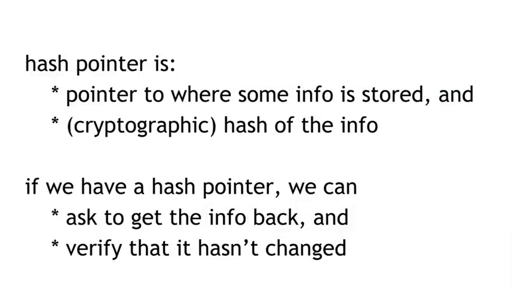information. So whereas a regular pointer gives you a way to retrieve the information, a hash pointer is going to let us ask to get the information back. And it's also going to let us verify that the information hasn't changed. So a hash pointer tells us where something is and what its value was.